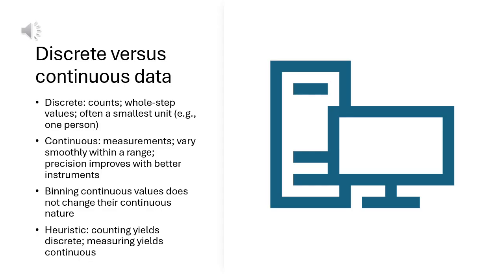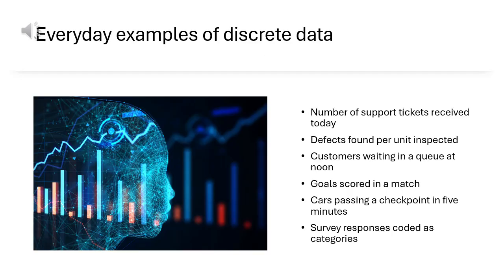Think about how you obtain values. Counting yields discrete values. Measuring yields continuous values. Here are everyday discrete data examples you will recognize. Number of support tickets received today. Defects found per unit inspected. Customers waiting in a queue at noon. Goals scored in a match. Cars passing a checkpoint in 5 minutes. Survey responses coded as categories. Each is a count with whole steps.